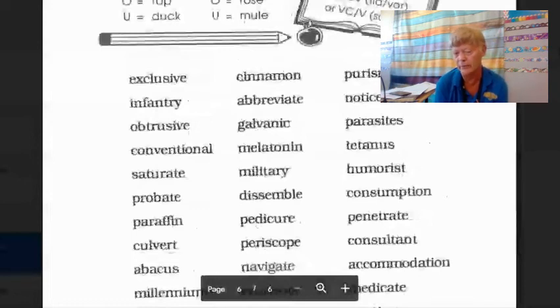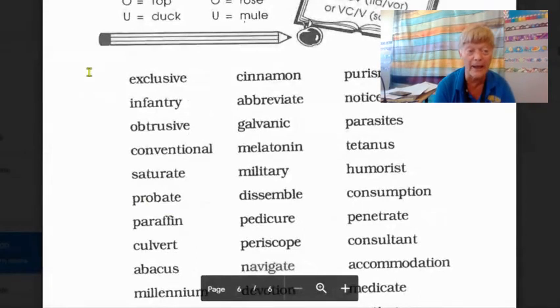Tell me what you know about that word. Where did you divide it? Why did you do that? Because you want to be able to verbalize your thinking, because that means you totally have it.